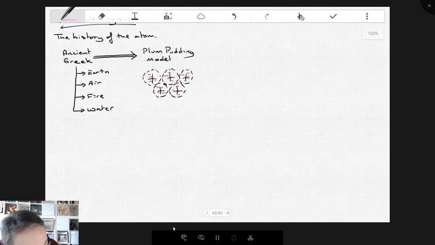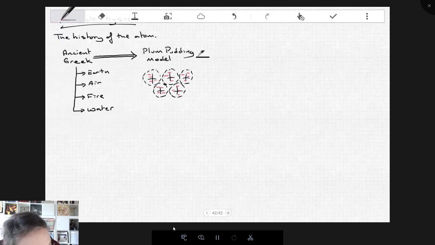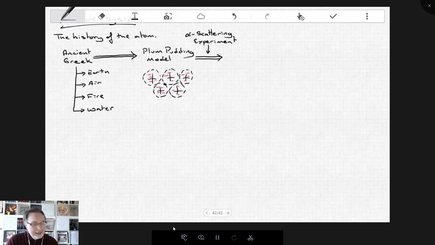And a really important experiment was carried out at this time, and it was called the alpha scattering experiment. It's associated with Rutherford, so Rutherford's alpha scattering experiment, and it's also associated with Geiger-Marsden, so it's the Geiger-Marsden alpha scattering experiment. Geiger and Marsden were students of Rutherford. The idea was that they fired alpha particles at a thin film of gold. And the results from that experiment changed the model of the atom. The new model is called the Rutherford model.